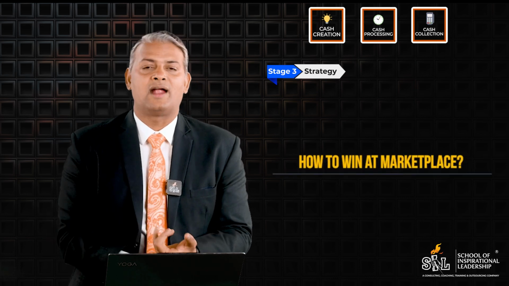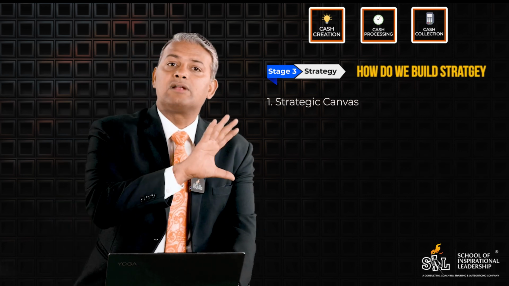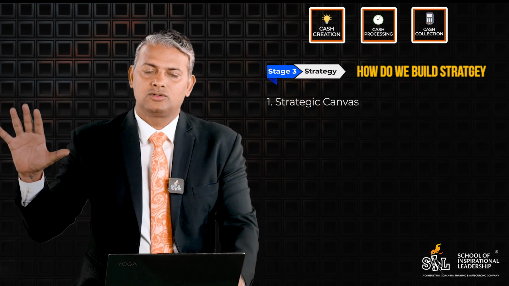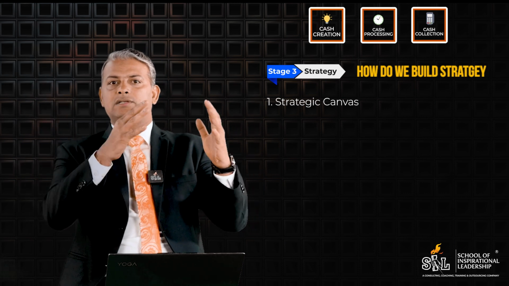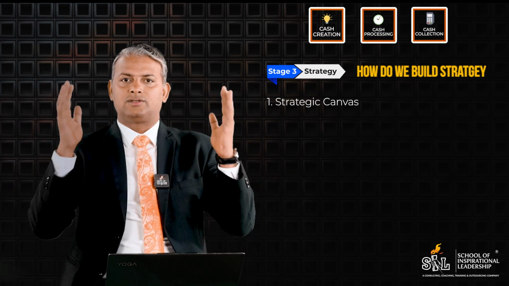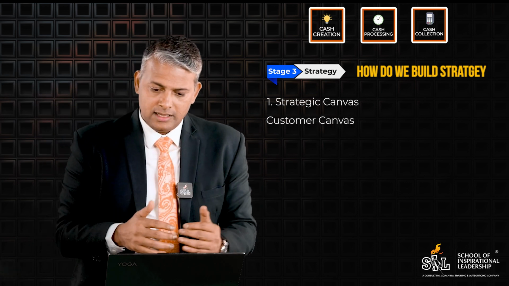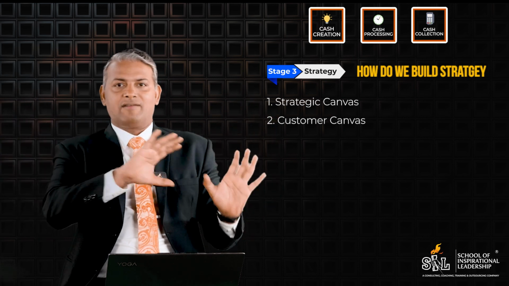Then we move on and start building the strategy for it, the how part of business. The how are you going to win at the marketplace? Now, what do we do while we build the strategy? First point that we look at is we build the strategy canvas of the company. Okay, so it's like a frame that tells me in one frame, this is how my company is going to go to 100 crores or 200 crores, whatever number you're talking about, right? So that's the point. We build the customer canvas. So I have my company canvas and I have a customer canvas.